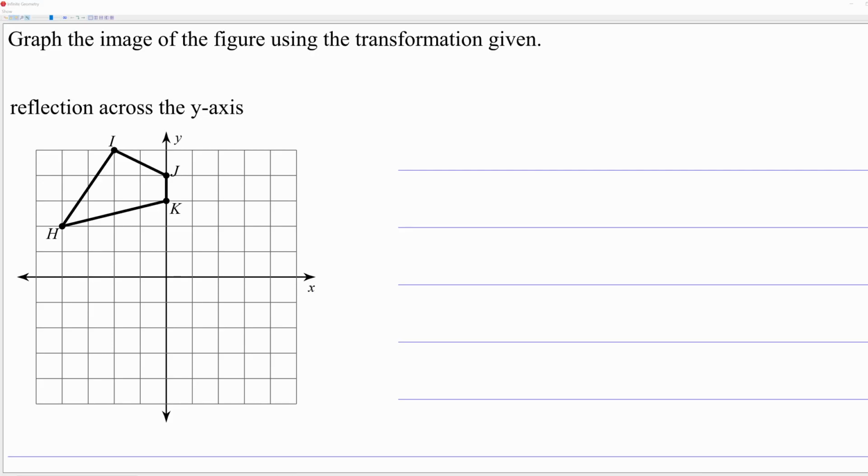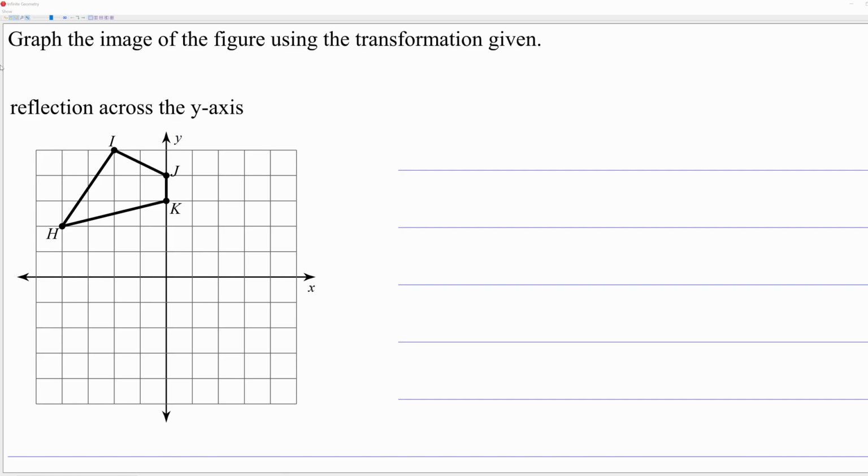Everybody, this video is about reflections, in particular graphing reflections. I'm going to need to do 6 examples, so I'm going to try to go relatively fast. So, in this problem, we're reflecting this shape across the y-axis.